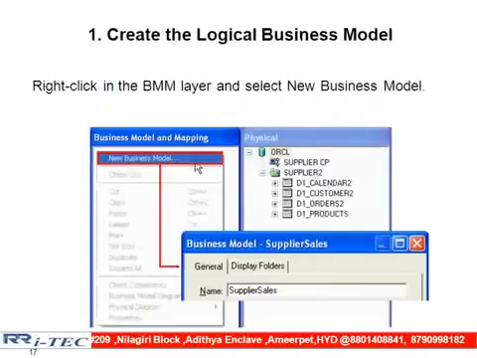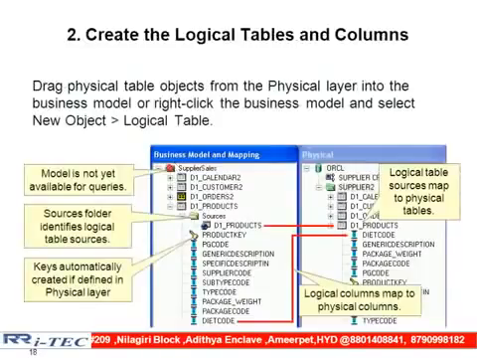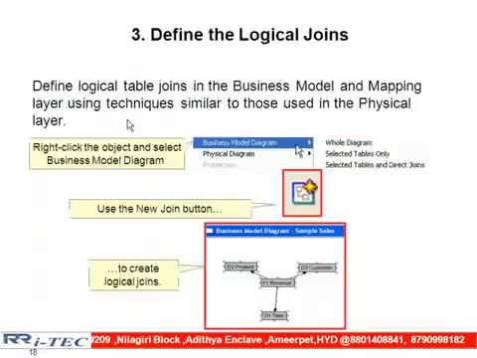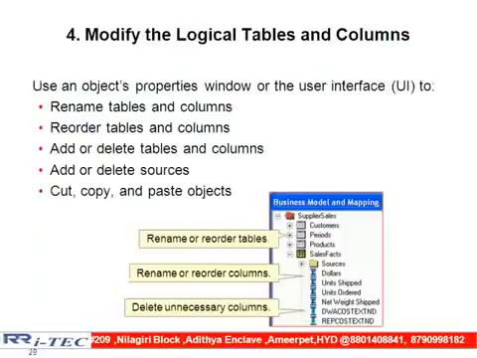Next, these are the steps you should understand. Step by step, you right click and create the business model. Next, we create the logical tables just by dragging and dropping, or by using the new object, logical table. Then we went for defining the logical joins. Then we went for modifying logical tables and columns. In that we understand renaming tables and columns. Did you know or not? Reorder tables and columns. Did you know or not? We need to follow the order. Next is what, sir? Add or delete tables and columns. You know or not? Add or delete sources.